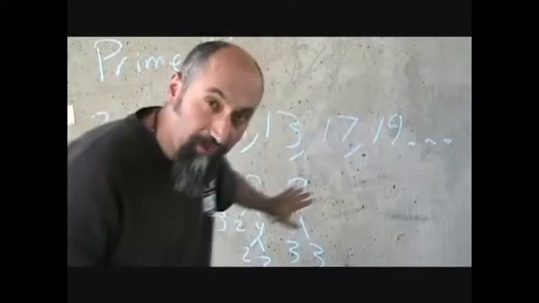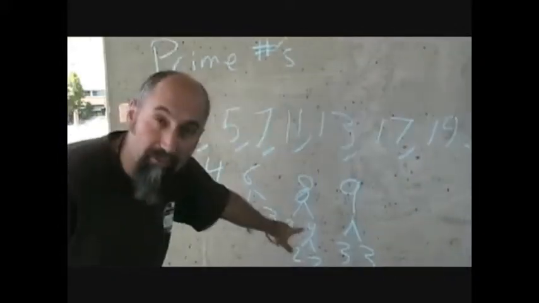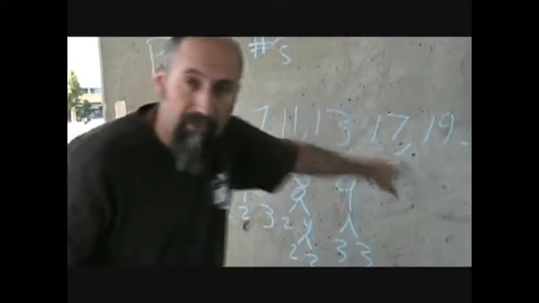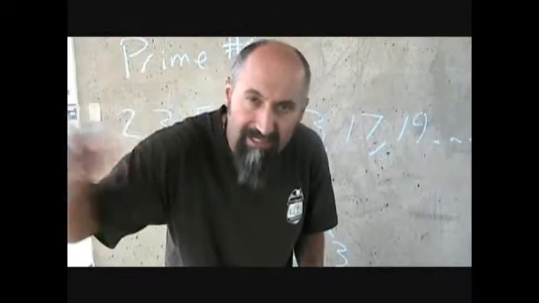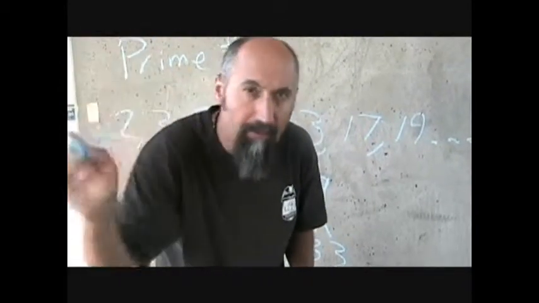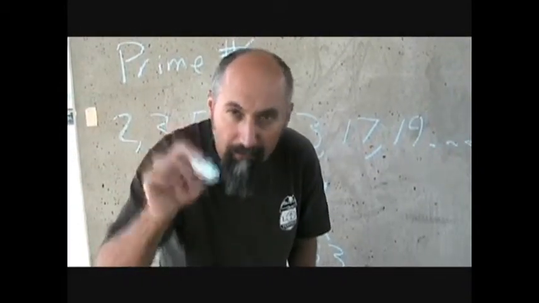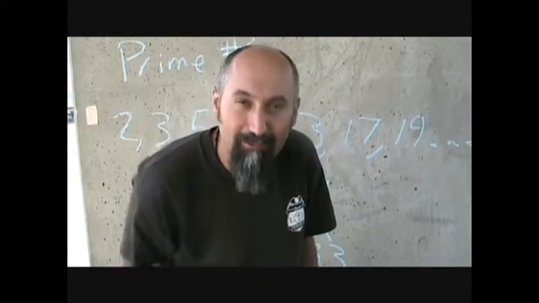and break things down. Now this becomes super important, breaking down numbers to their prime numbers, when you're dealing with fractions. Because what you do is, you start canceling off the prime numbers from the top and the bottom. Okay? But we'll talk about that when we're dealing with fractions.